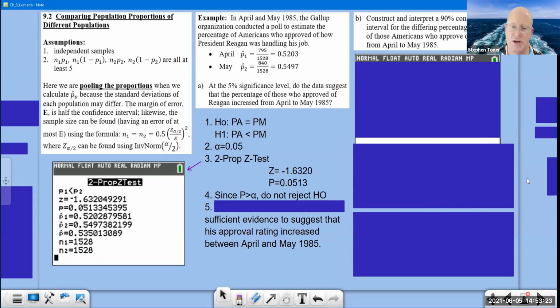So the data does not provide sufficient evidence, or I'm going to say the data does not quite, it's almost there, and I'm editorializing here, the data does not quite provide sufficient evidence to suggest that his approval rating increased between April and May 1985. It was a close call. We're almost 95% confident. We're actually 94.87% confident. We just missed it by that much, as Don Knotts would have said back in Get Smart, or Inspector Gadget, as you might know him, or his character, I should say.